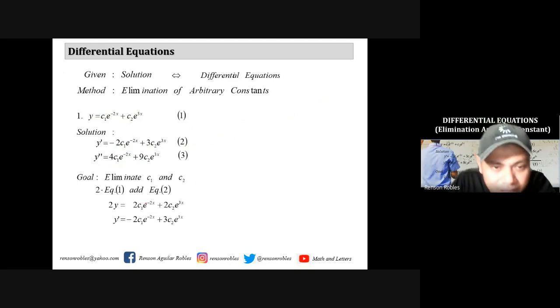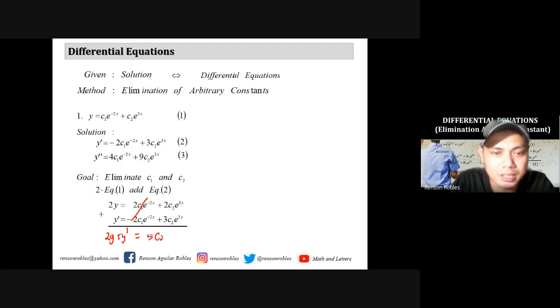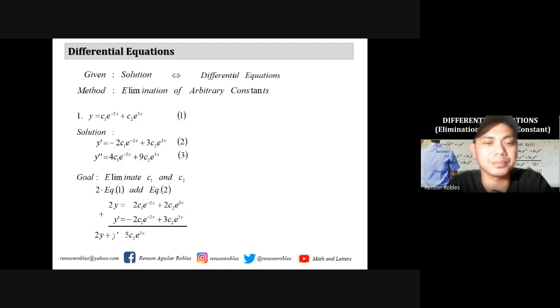And you can now see that when this is added, this will become 0. Okay, so we shall add. So 2y plus y prime equals, this becomes 0, then 2c2 e to the 3x plus 3c2 e to the 3x, that will lead you to 5c2 e to the 3x. And we shall mark this equation 4.